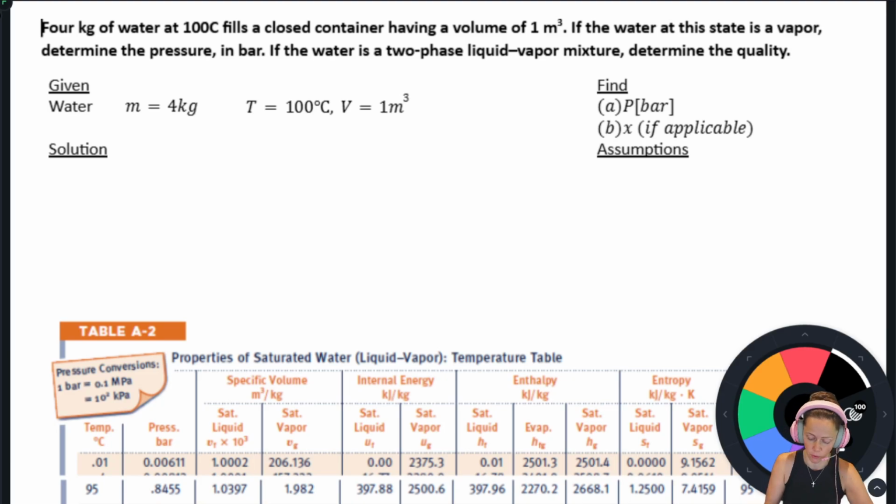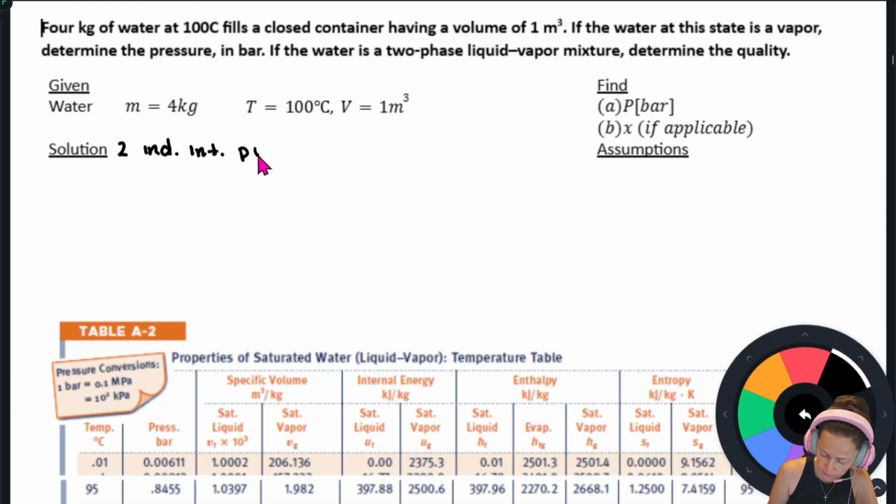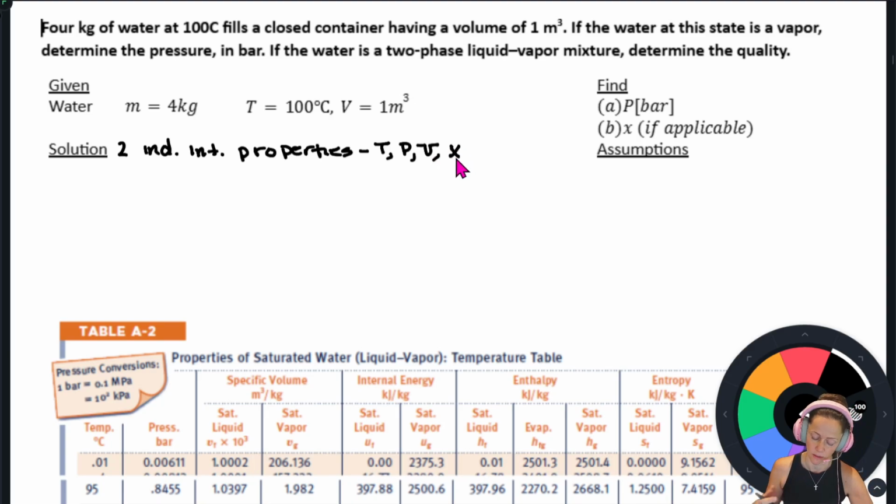And so what I'm looking for, I need 2 independent, intensive properties. So let's think of the properties that we are familiar with. We are familiar with temperature, pressure, specific volume, quality. Those are the intensive property list that we've got. So I know temperature, check, that's given to me. I'm given volume, not specific volume. So if I calculate specific volume, I'm great, right?